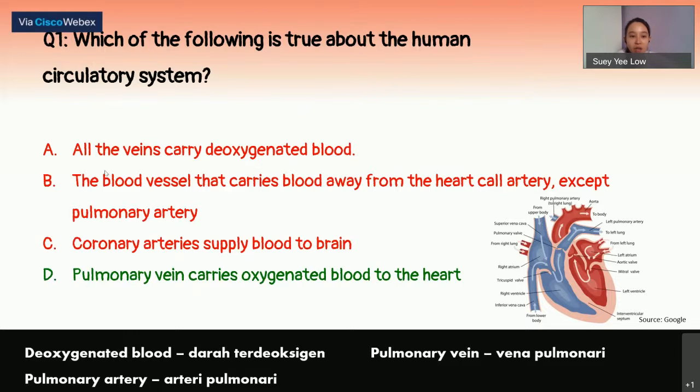Please remember the coronary arteries are just like other arteries that carry blood away from the heart, but they do not carry blood to the brain, but to your cardiac muscle. So what is the one that supplies blood to the brain? The carotid artery. Remember, if we try to take our pulse here, then we will feel our carotid artery.